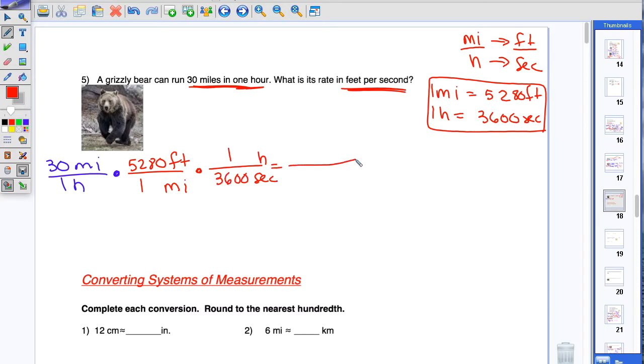Using your calculator, multiply 30 times 5,280 to give you 158,400. Make sure those units cancel out. We canceled out our hours. We cancel out our miles. So this unit should be feet because we want to go to feet per second. So now in the denominator, you're going to multiply across 1 times 3,600, and we end up getting 3,600 seconds.